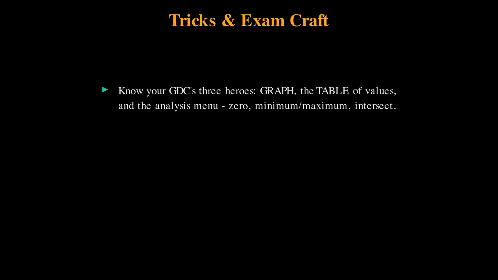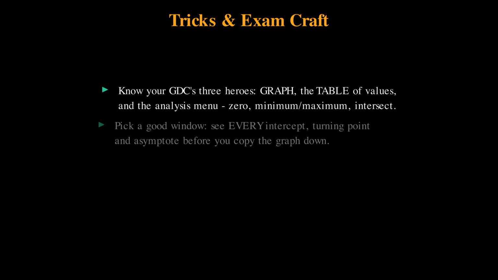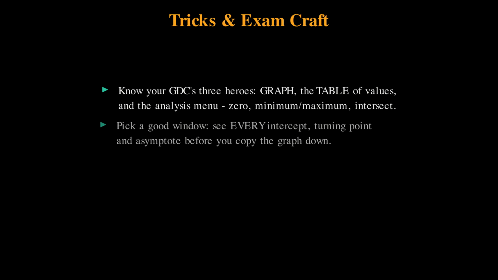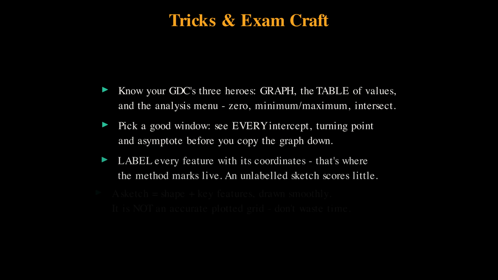3 more that bank marks. Choose a window that shows every intercept, turning point, and asymptote before you copy anything down. Features off-screen are marks gone. Label every feature with its coordinates, because that is precisely where the method marks live. An unlabeled curve scores almost nothing.